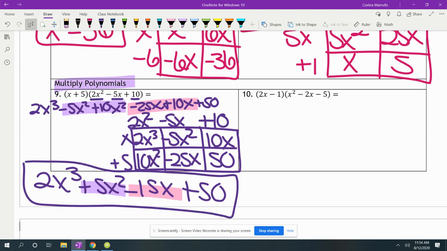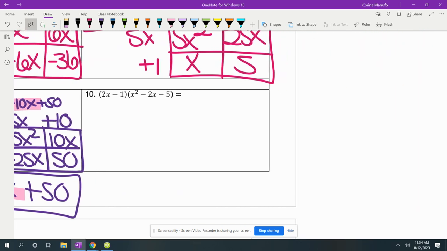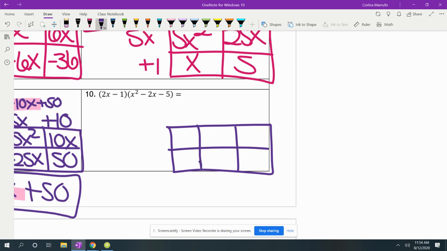And the last problem. So it's similar to the one we just did. We do have a binomial and a trinomial. So we're going to multiply both of them. I make my box a 2 by 3. And we have 2x minus 1. And then x squared minus 2x minus 5.